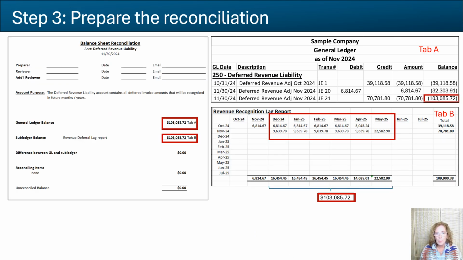Step 3 now consists of preparing the reconciliation by updating the cover page for the date in the header, the general ledger balance, and the subledger balance. Tab A is updated by copying and pasting the new general ledger detail, and tab B is updated with the subledger report. Be sure to double check that there is no difference between the GL and the subledger. Enter any notes if applicable. This video has been primarily about deferred revenue. However, the deferred cost process follows a very similar path, which consists of preparing an amortization schedule for the deferred cost.